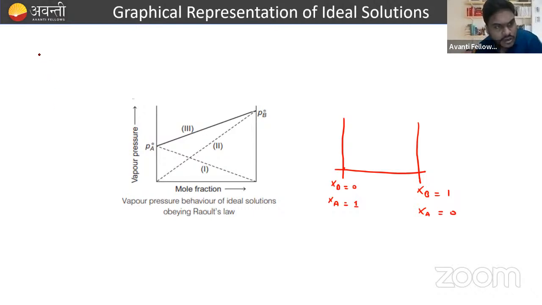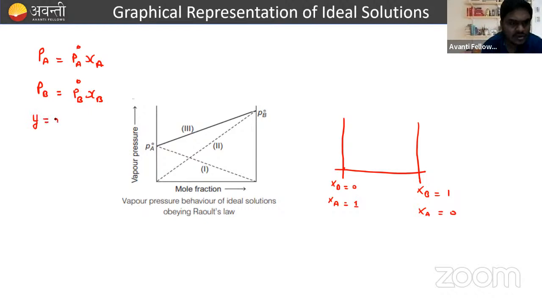Now we know from Raoult's law that PA is nothing but P naught A into XA, that is the vapor pressure in the pure state multiplied by the mole fraction. Similarly, PB is nothing but P naught B into XB. So this is about PA and PB, the vapor pressures. For such an equation, we know that y is equal to mx plus c represents a straight line graph. So this resembles PB and PA.